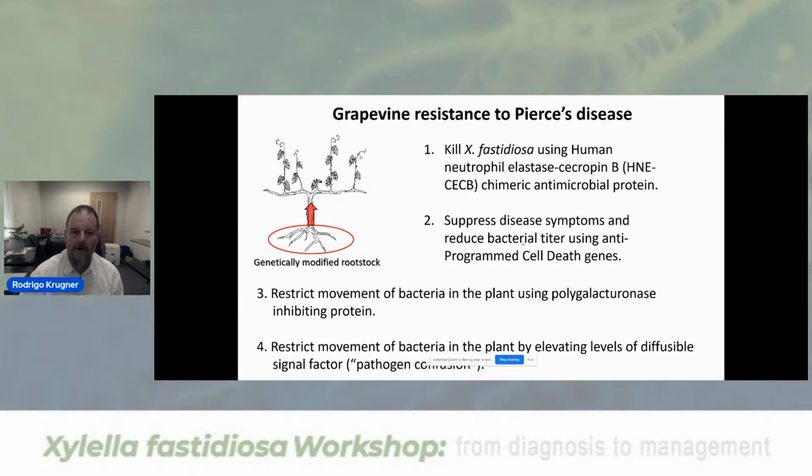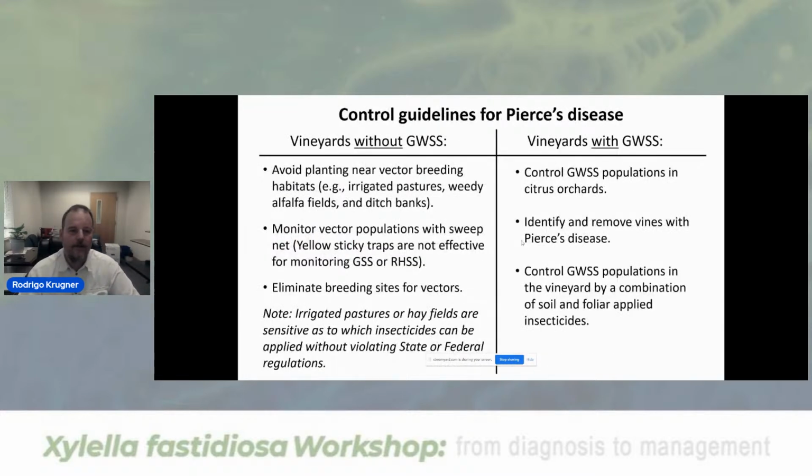Again, that's not something that the industry would accept at the moment for a commercial planting, but they like to have what they call the gene shelf, just in case in the future. For the vectors, we have, after the invasion of glass-winged sharpshooter, which pretty much changed the whole scenario here in California in the late 1980s.